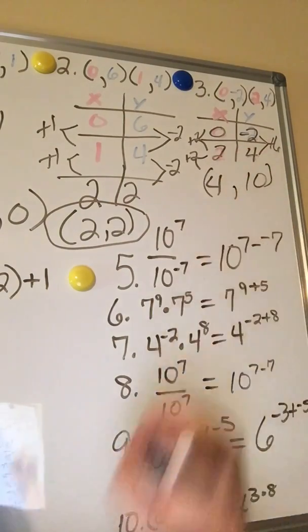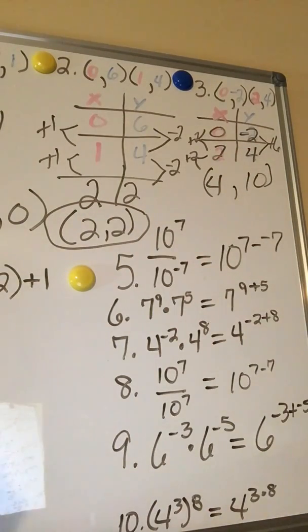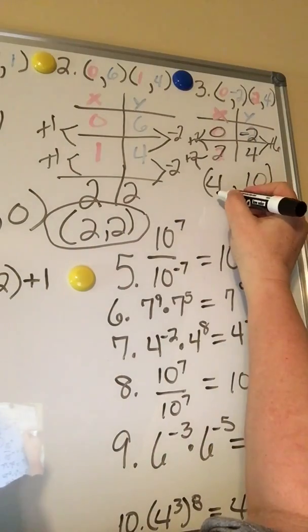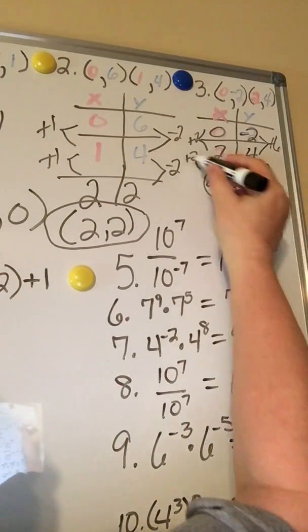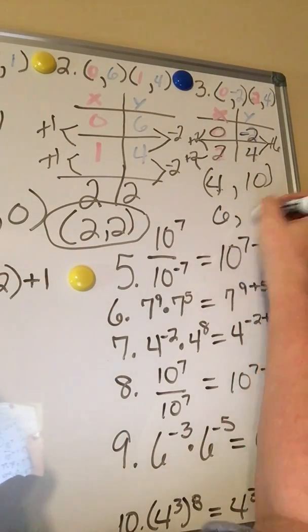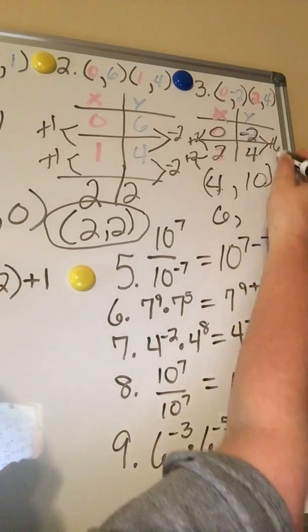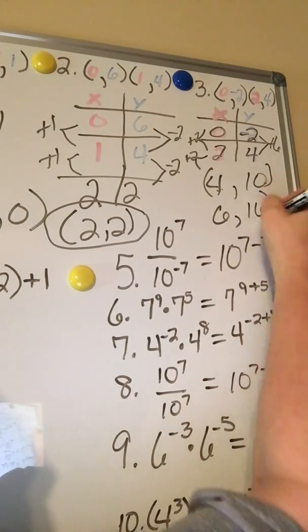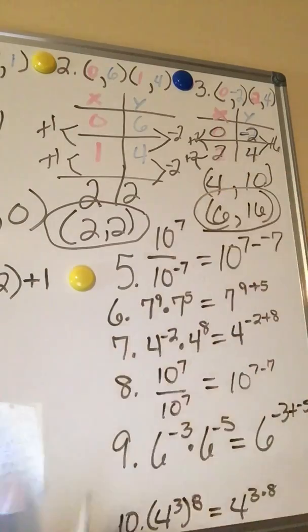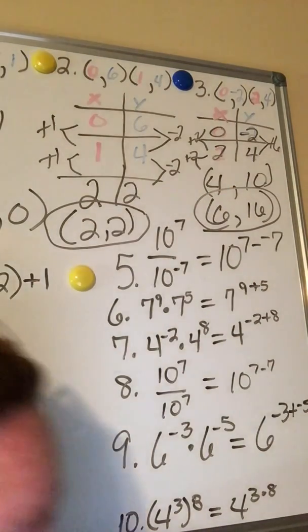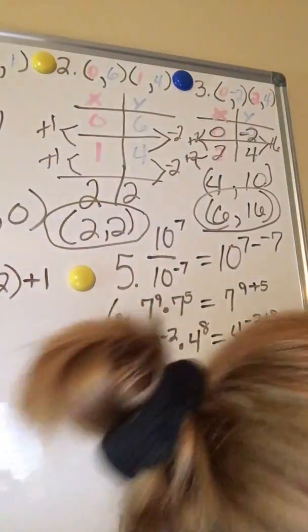Well, actually, that point was already given to you. It was the other point that was given to you, but we could find another one. So if we added 2 to this 4, it would give me 6. And if I added 6 to this 10, it would give me 16. So that's going to be another point on that line. So those are all of the ways that you can find it.